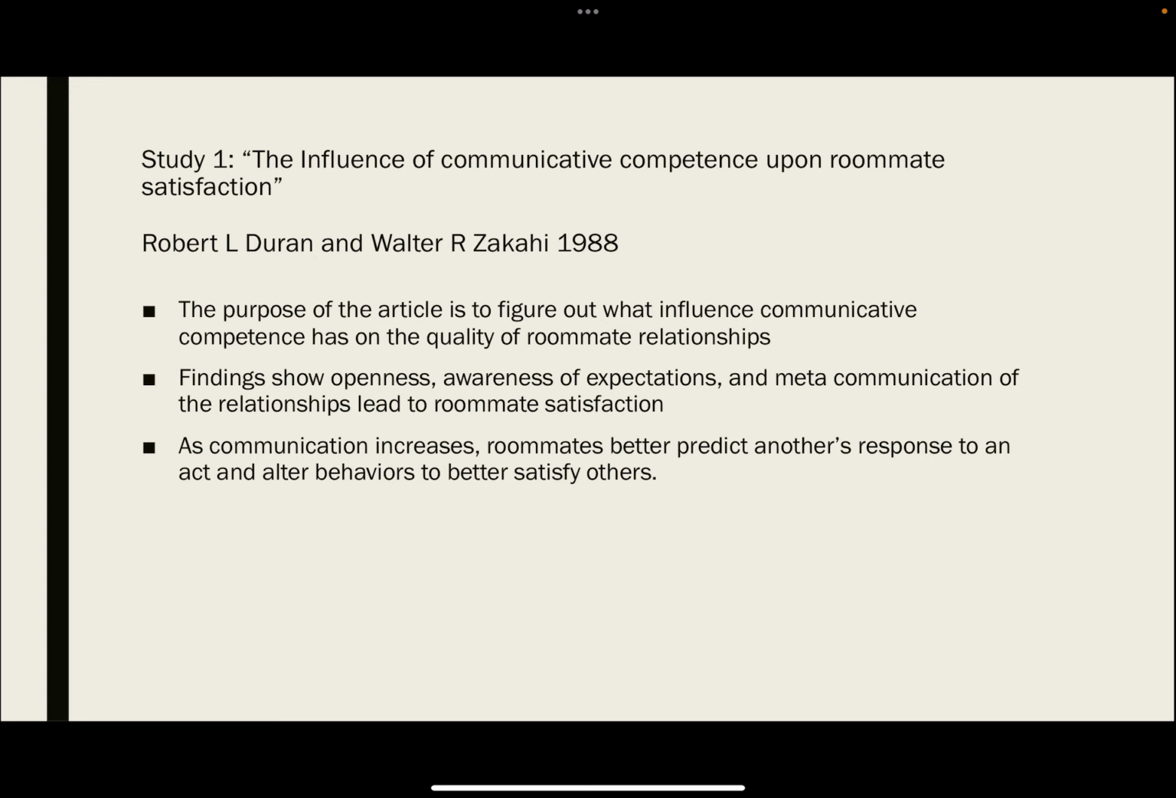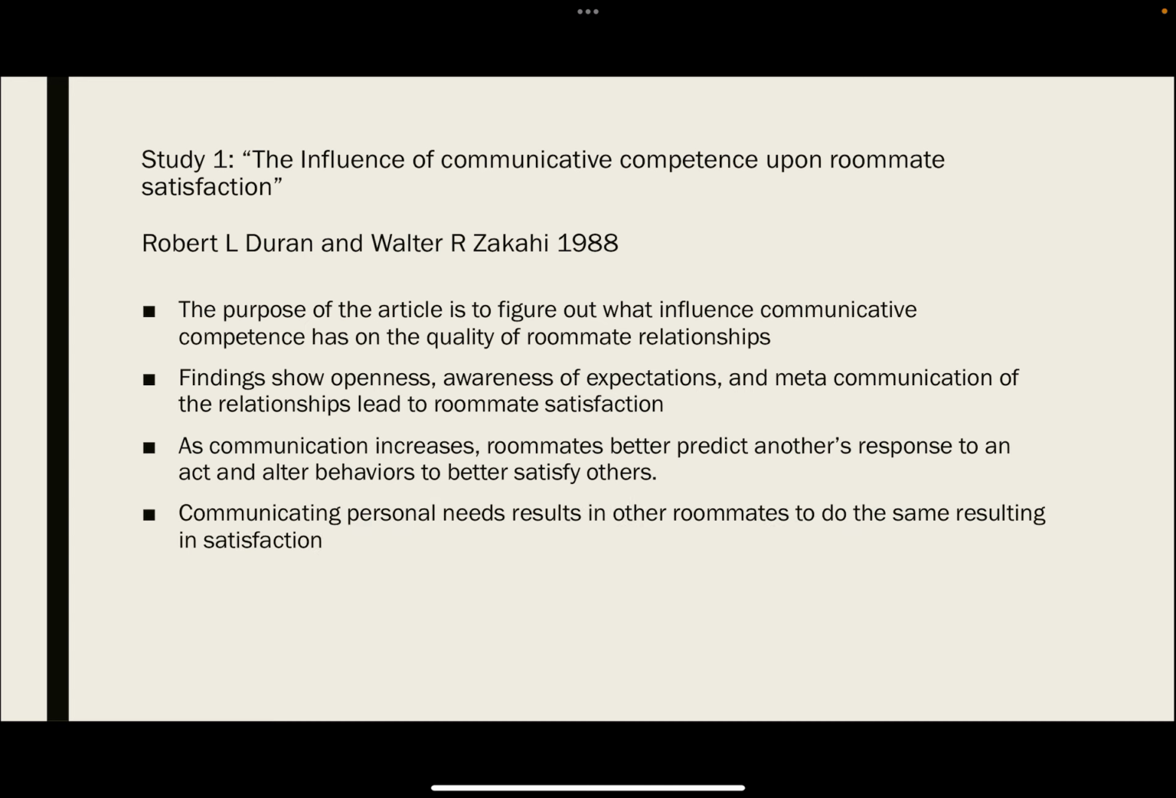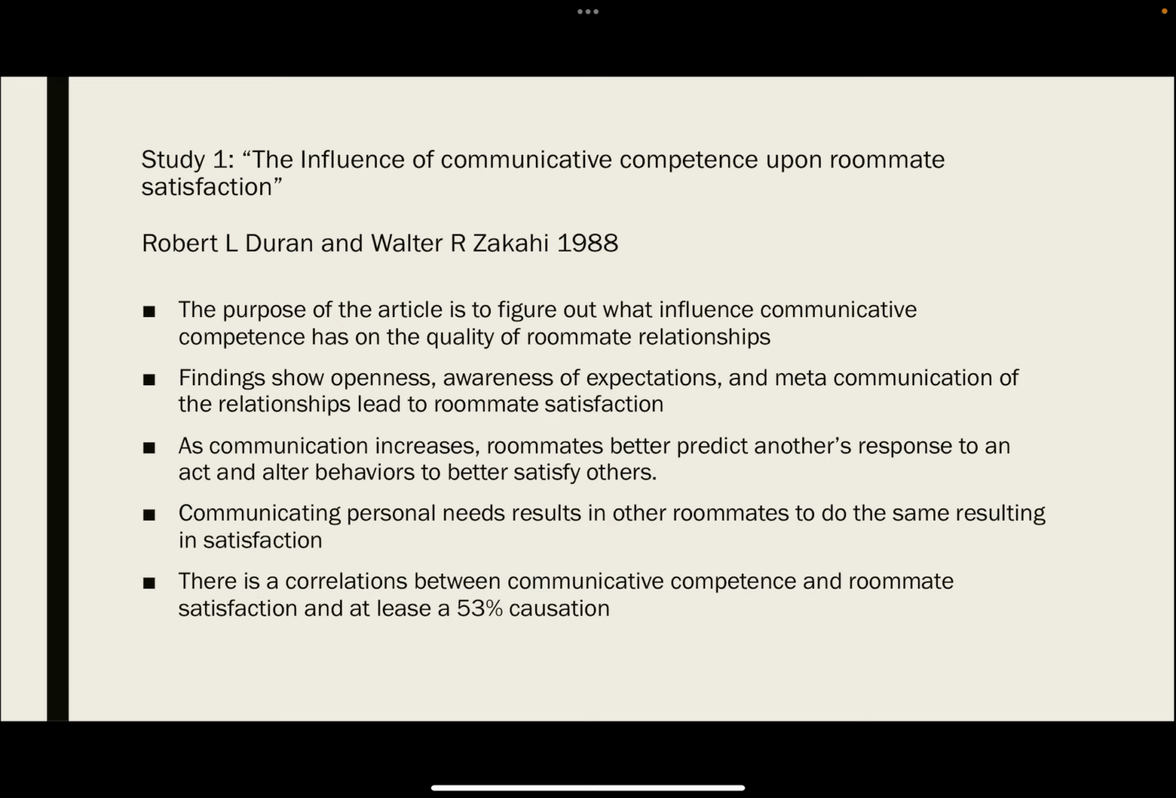As communication increases, roommates better predict another's response to an act and alter their behaviors to better satisfy others. Communicating personal needs results in other roommates doing the same, resulting in roommate satisfaction and unity. There is a correlation between communicative competence and roommate satisfaction, and at least a 53% causation of the two.